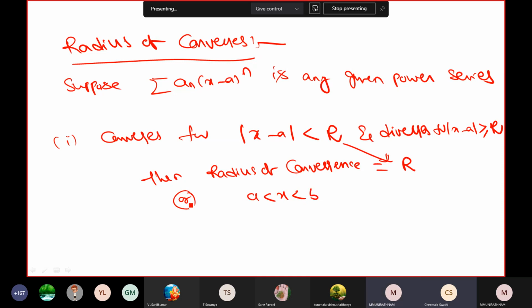Suppose the series converges for a less than x less than b, then the radius of convergence equals (b minus a) by 2.